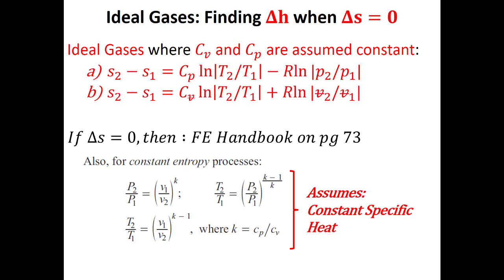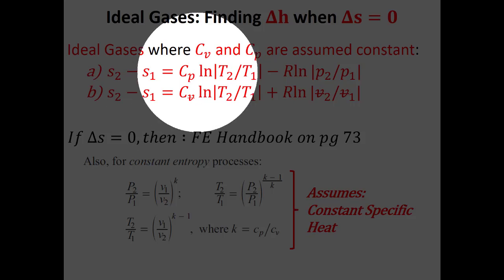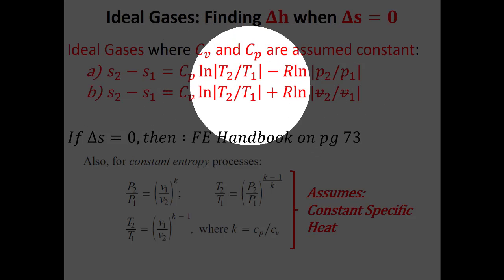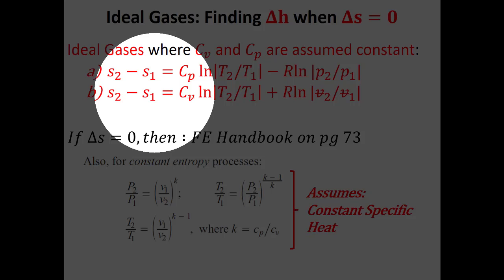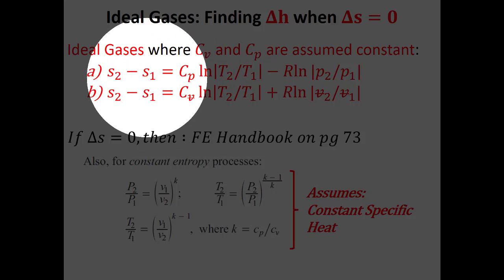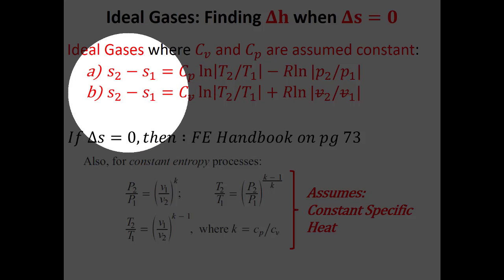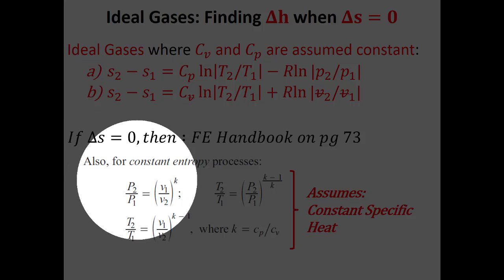If we're trying to find delta H for an ideal gas where the process is isentropic, there are two ways to do this, but I'm only going to talk about the way to do this with constant specific heat for now. As we move on in the class, we'll talk about the variable specific heat method too. All three of these equations come from equations A and B here. This was our way to find delta S for ideal gases, assuming constant specific heat. So if we set this delta S term to 0, you can get these equations.